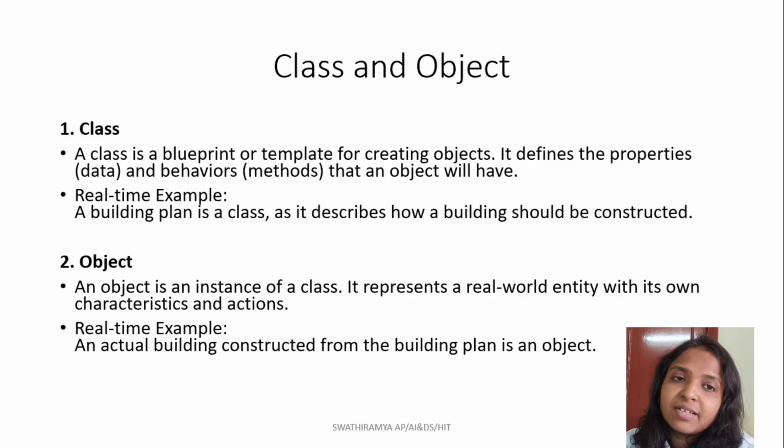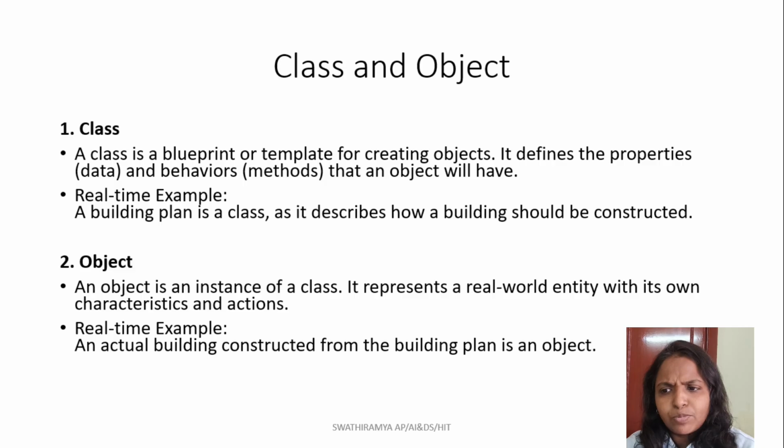Starting with the next slide, the class and object. As I told you, a class is a blueprint or a template for creating an object. It will define the properties, that is the data of the student, and the behavior of the student, that is the methods that the object will have. In real time, a building plan is a class, and it describes how the building should be constructed. Okay, this is the basic definition of the class.